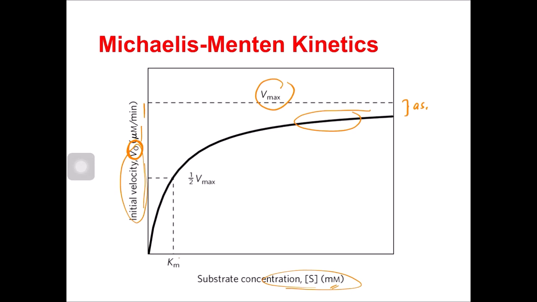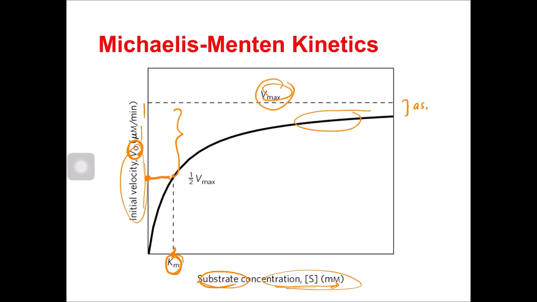Now, ang nadagdag is Km. Sabi natin Km is the substrate concentration at which ang V naught ay 1/2 ng Vmax. Okay? So 1/2 ng Vmax.